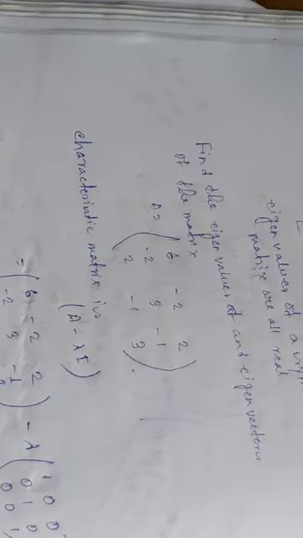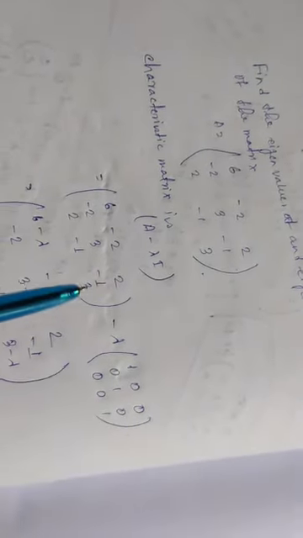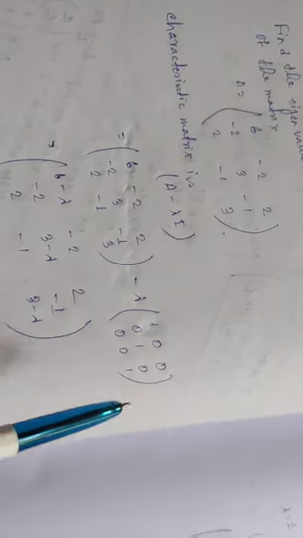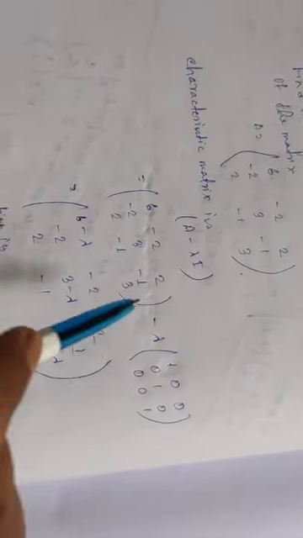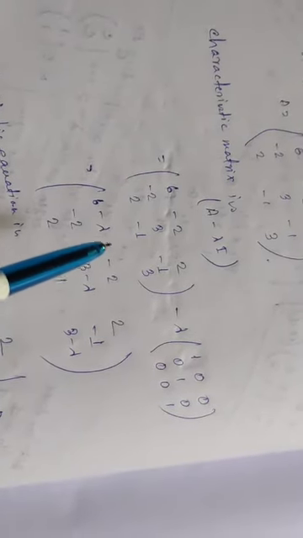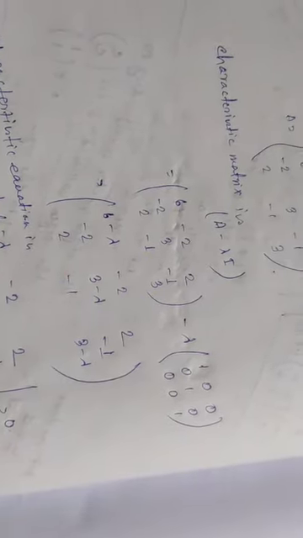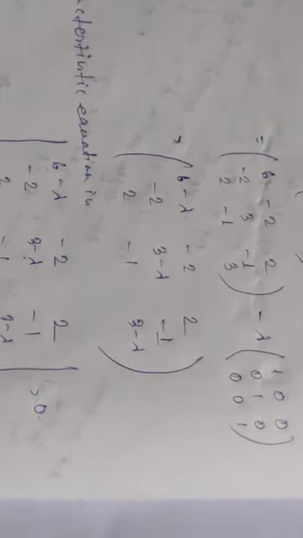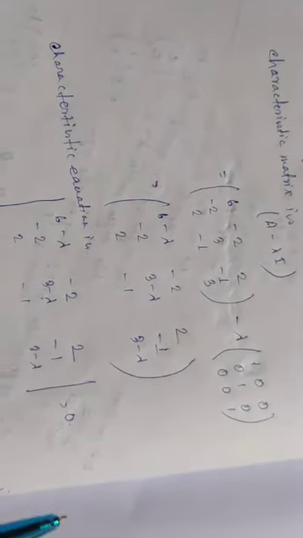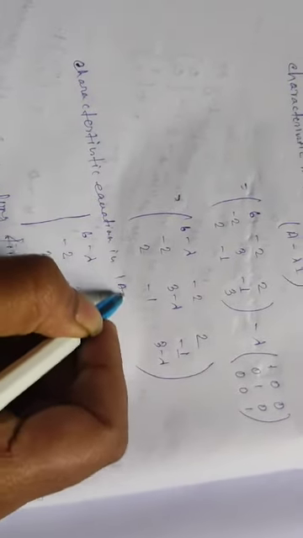Now, for finding the eigenvalues of a 3 cross 3 matrix, we first have to consider the characteristic matrix, that is A minus lambda I. A minus lambda I means the matrix A minus lambda into the identity matrix of order 3. After A minus lambda I, we get the characteristic matrix: [6 minus lambda, -2, 2; -2, 3 minus lambda, -1; 2, -1, 3 minus lambda]. And now the characteristic equation is mod of A minus lambda I is equal to 0, that is the determinant of A minus lambda I is equal to 0.